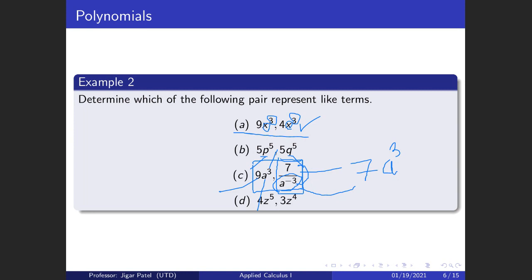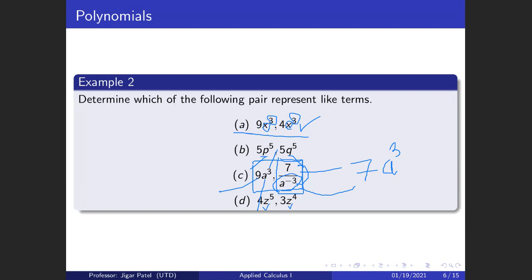For the last one, it looks like we have the same variable, so the variable is matching. Do we have the same exponent? The answer is no. Here the exponent is 5, and in the second term, the exponent is 4. That means these two terms are unlike terms. It's literally a one-line argument for each one of them. So the first is like terms, the second is unlike terms, the third is like terms, the fourth is unlike terms.